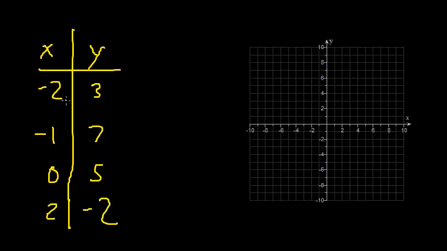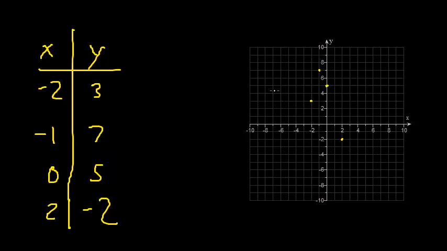So -2, 3, -2 on the x, 3 on the y, plot that point. -1, 7, go to -1 on the x, 7 on the y, and plot that point. 0, 5, again 0 on the x, 5 on the y, and plot that point. And 2, -2, 2 on the x, -2 on the y, and plot that point.